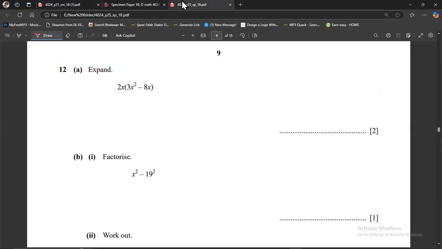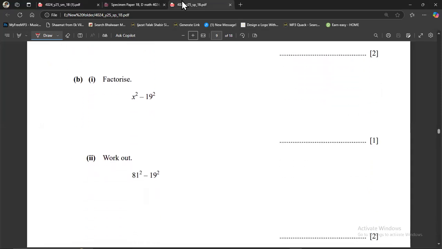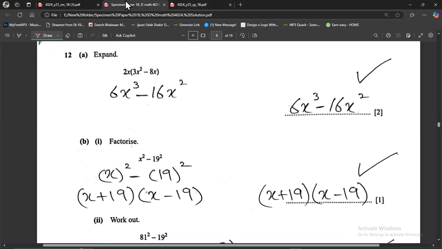So question number 12, B, first part. Factorize x square minus 19 square. Here you have two perfect squares, and between them you have a negative sign. The difference of two perfect squares. Do you remember that formula? A square minus B square equals A plus B into A minus B. So the same identity I'm going to apply here.